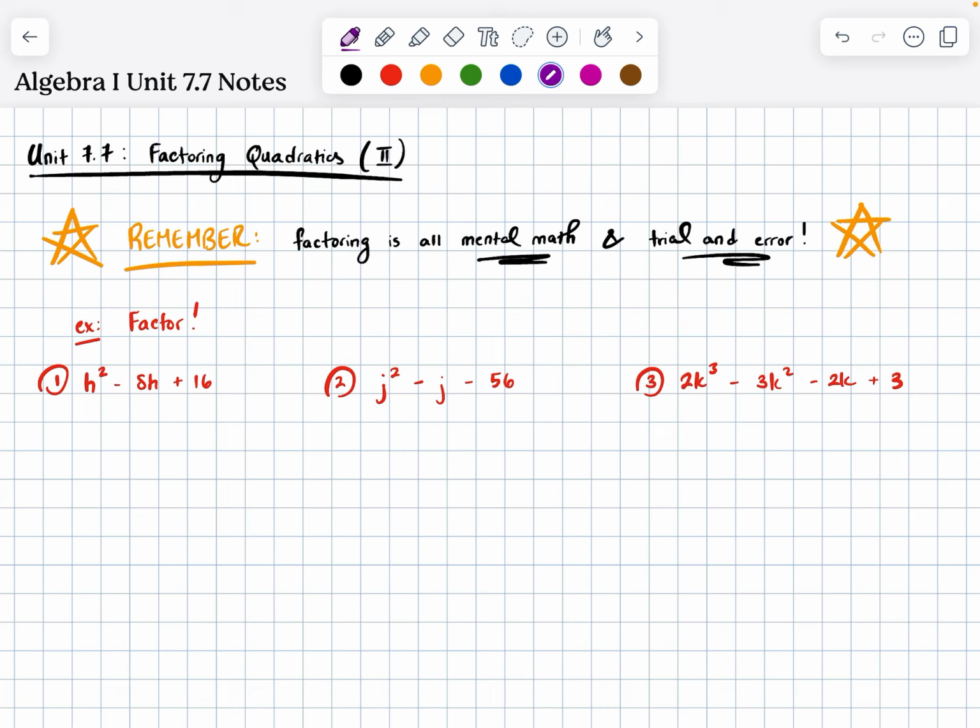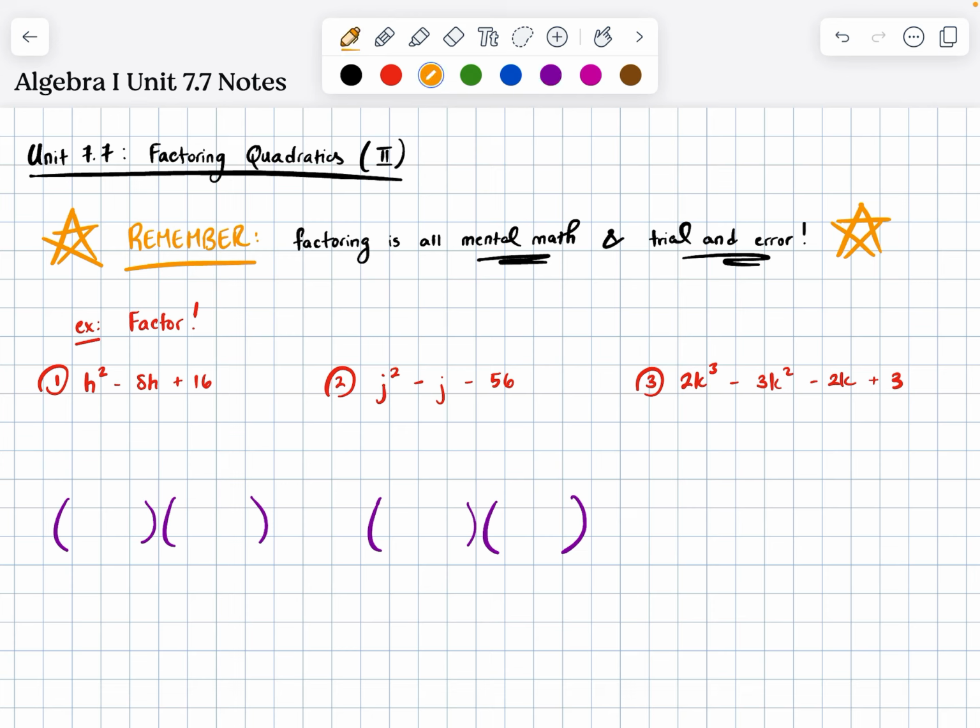Now for number 1 and number 2. Both of these we can describe, as we did last class, as quadratic trinomials. Their degree is 2, and they have 3 terms. And as we saw last time, quadratic trinomials are often the product of 2 linear binomials. So that immediately tells me something about the structure of their factors.